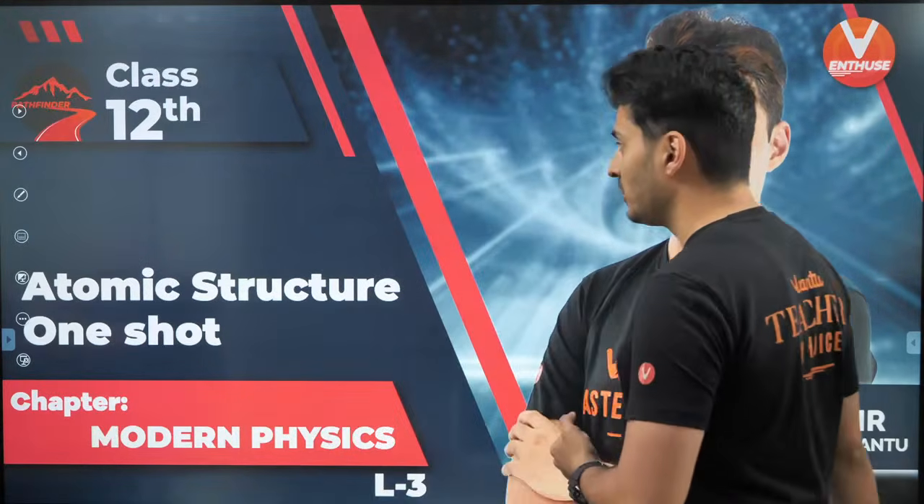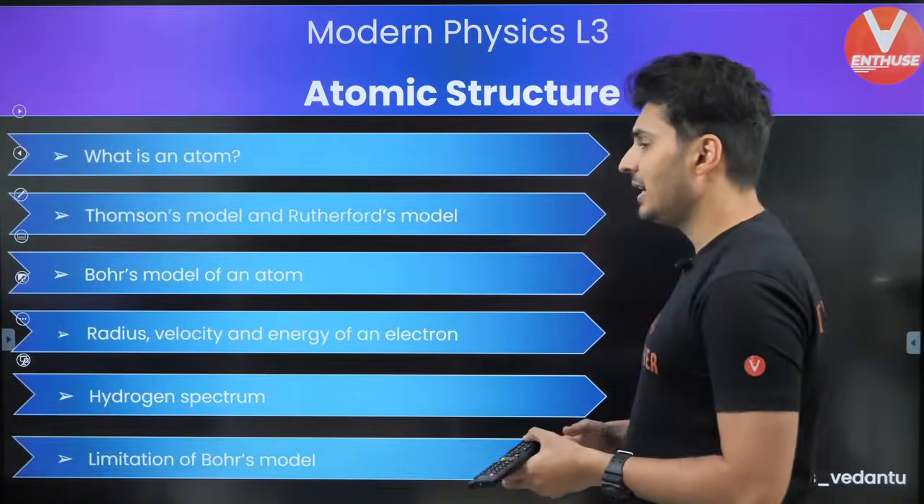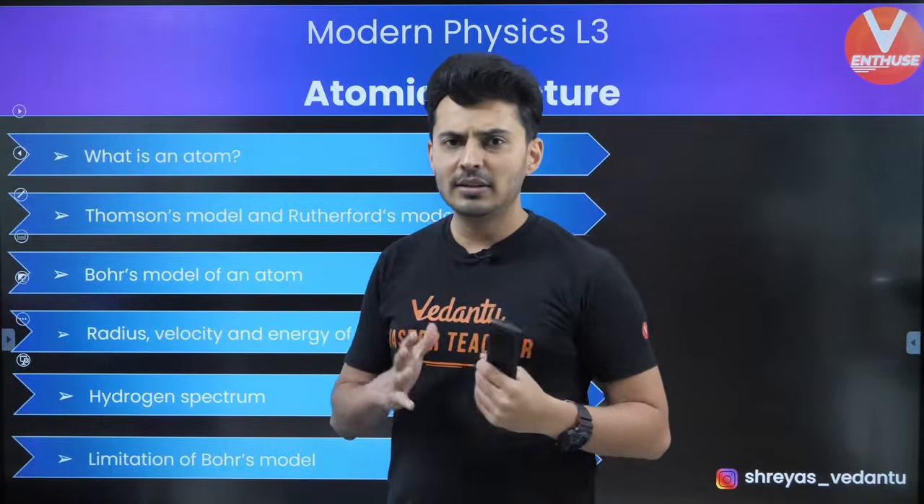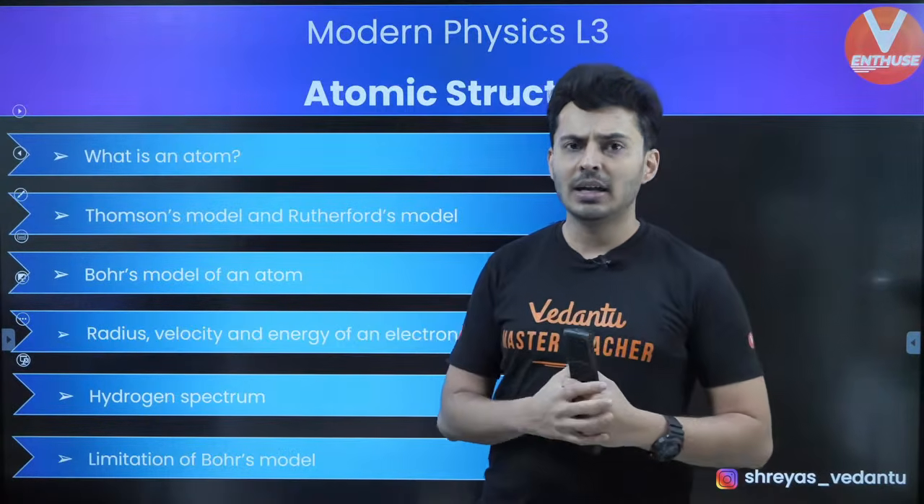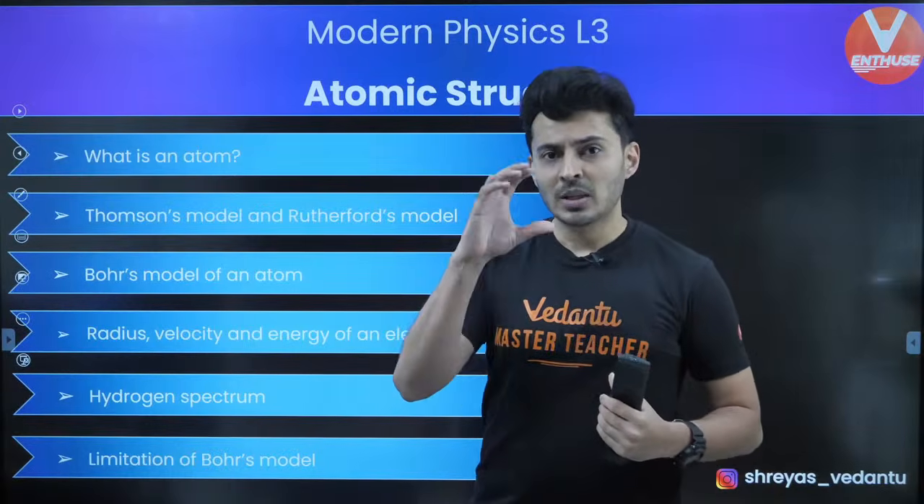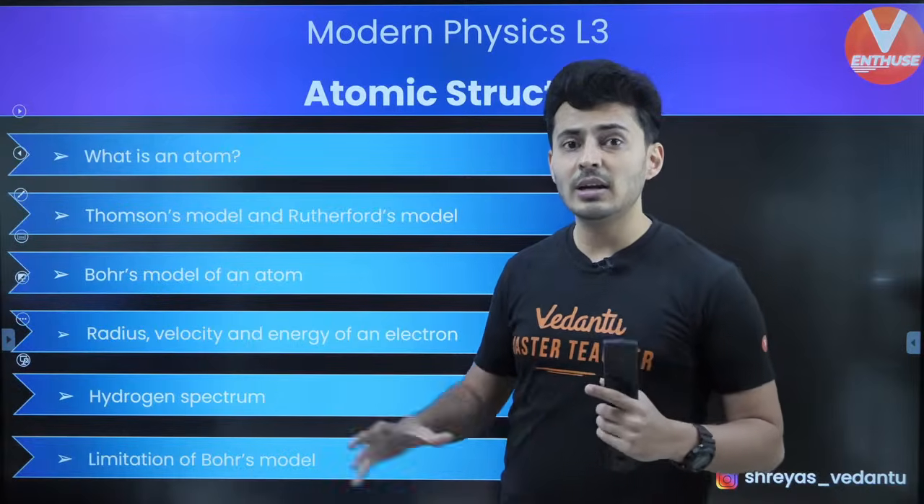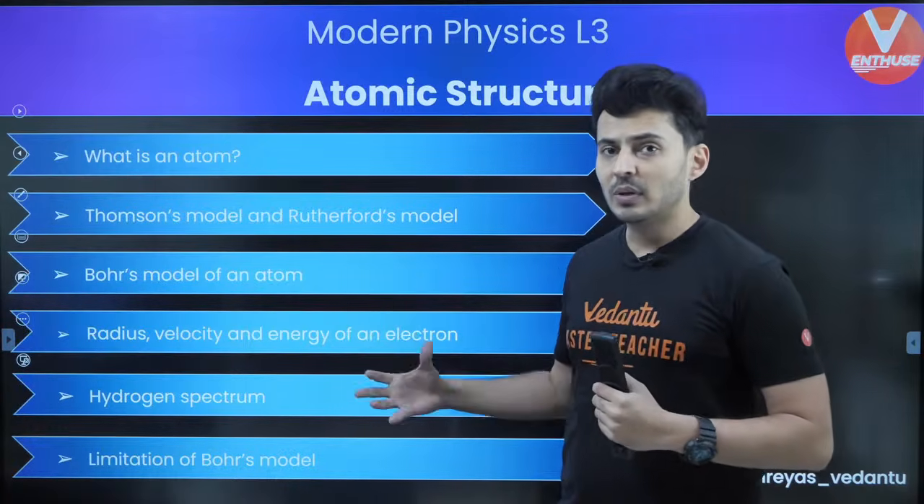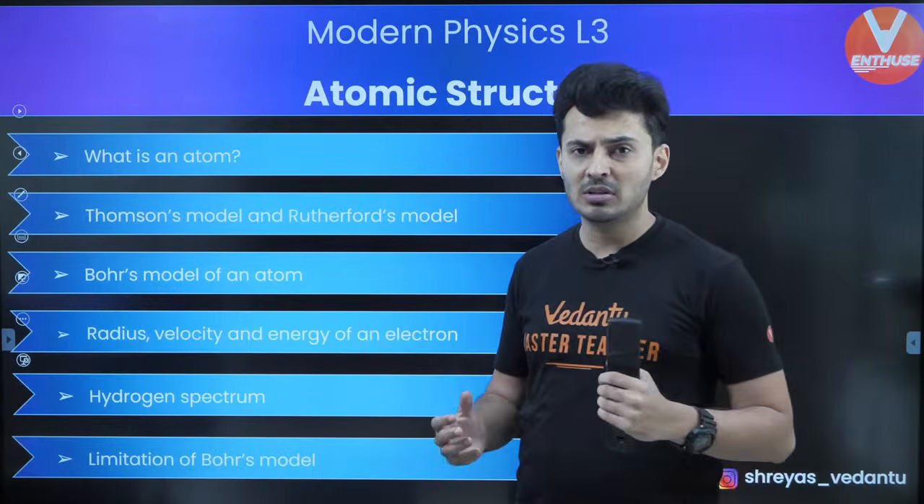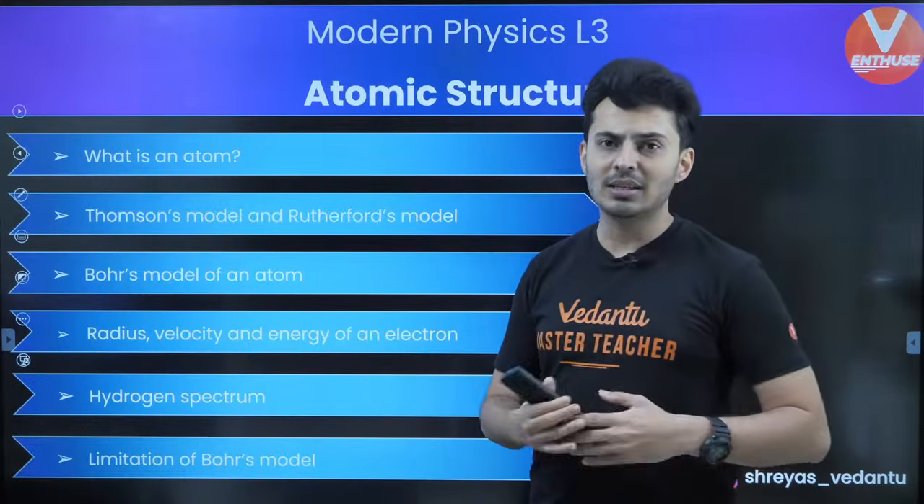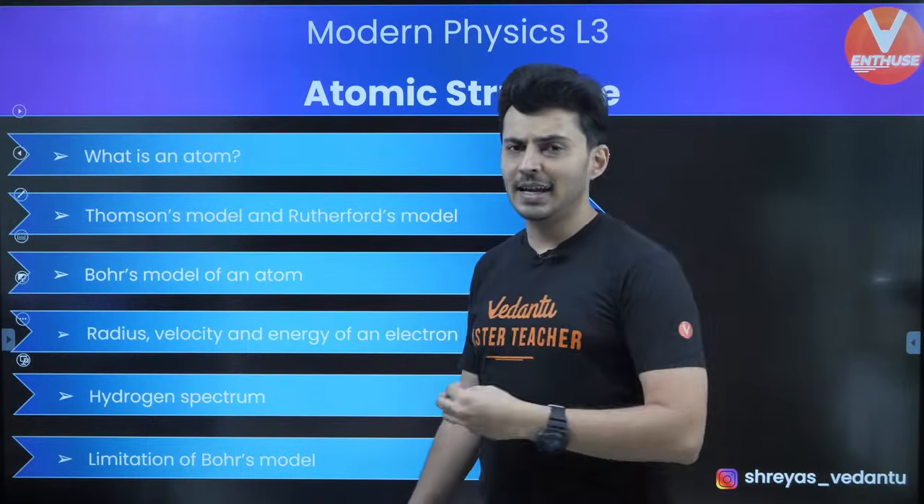So what are we going to do today? We are going to see in this lecture the brief models of atoms given by various scientists before Bohr. The central theme of today's lecture will be around Bohr's model. Then we'll go to Rydberg's constant, emission spectra, absorption spectra, and then we are also going to see the limitations of the Bohr model towards the end.